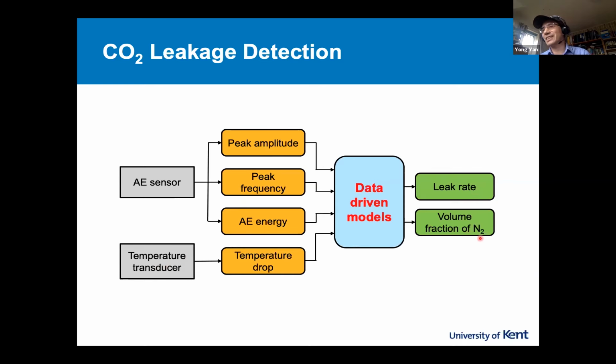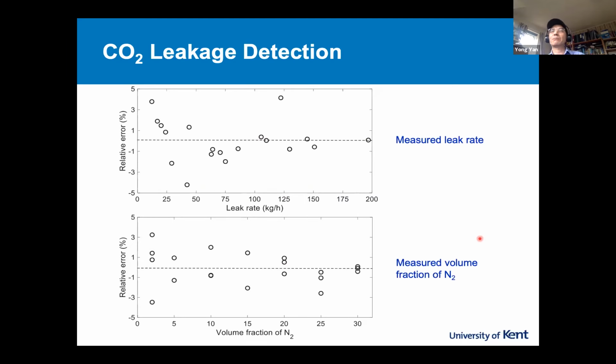If we use nitrogen as an example, we add it to CO2 and see what happens. Surprisingly, the results are pretty good. The top one is the leak rate. CO2 from that rig, you can see errors mostly within plus or minus 2%. For a measured volume fraction of nitrogen, the impurity result is again very good. I have to say this is really impressive.